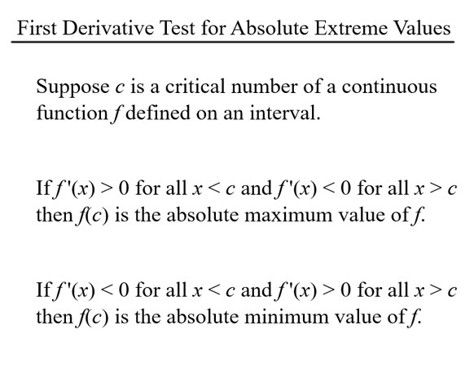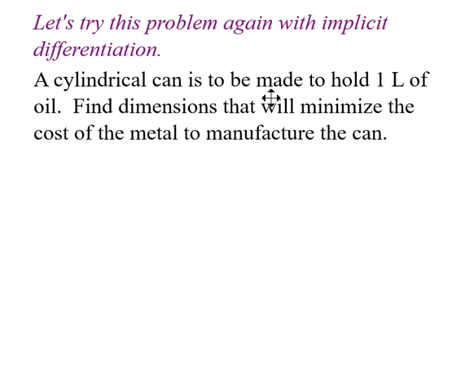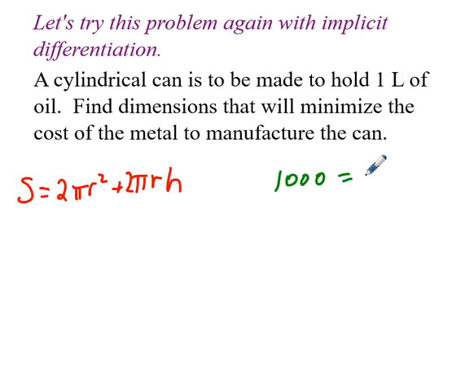Okay? So, hey, same problem again. That same cylindrical can. But now, let's try it with implicit differentiation, right? Because I had two variables. That means I probably could use it. Just scooch it up a little bit so I have some more space. Okay? So, again, we had S is equal to 2 pi r squared plus 2 pi r h. And I also had 1,000, because I'm plugging in the value. That did not change.